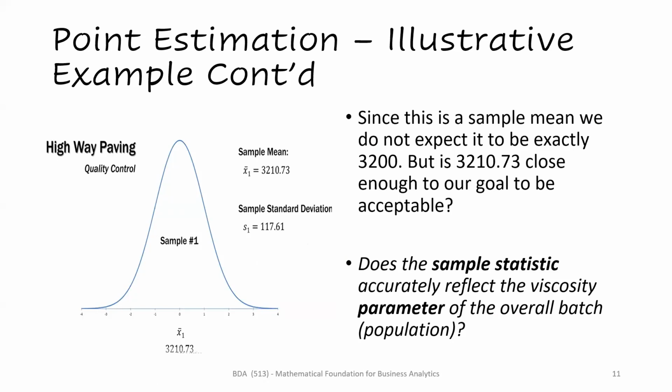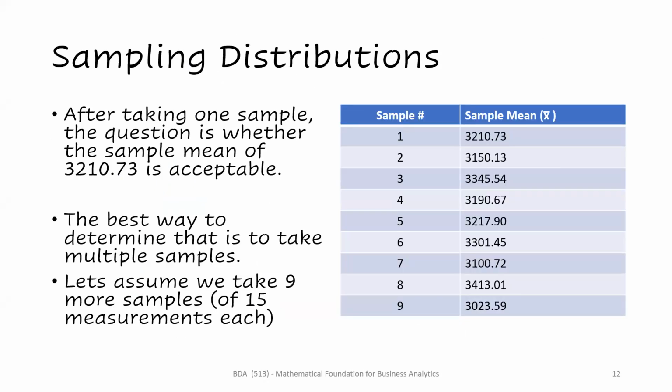After taking one sample, the question is whether the sample mean of 3,210.73 is acceptable. The best way is for us to take more samples to see whether we will get similar results. For the purpose of argument, let's say that we take 9 more samples. Remember that each sample has 15 specimens, so within each sample we have 15 batches that we take.